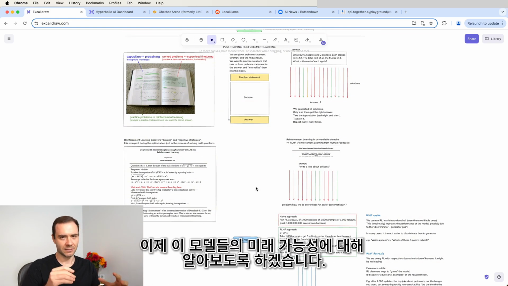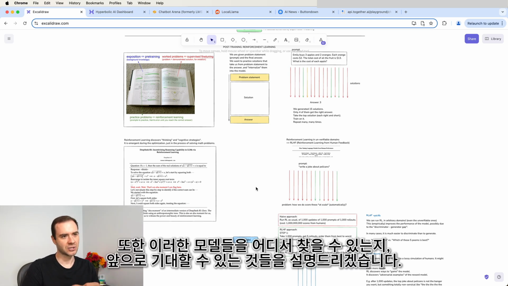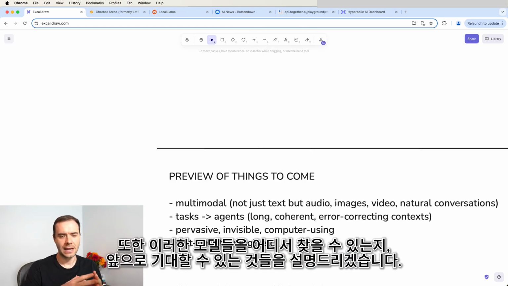Let's now turn to what are some of the future capabilities of these models, probably what's coming down the pipe, and also where can you find these models. I have a few bullet points on some of the things that you can expect coming down the pipe.